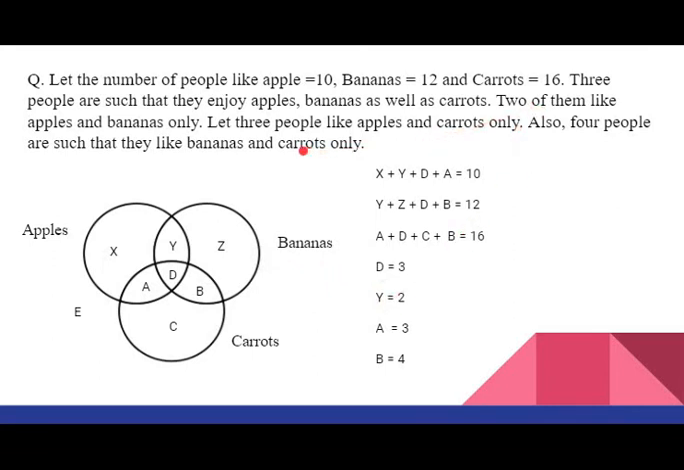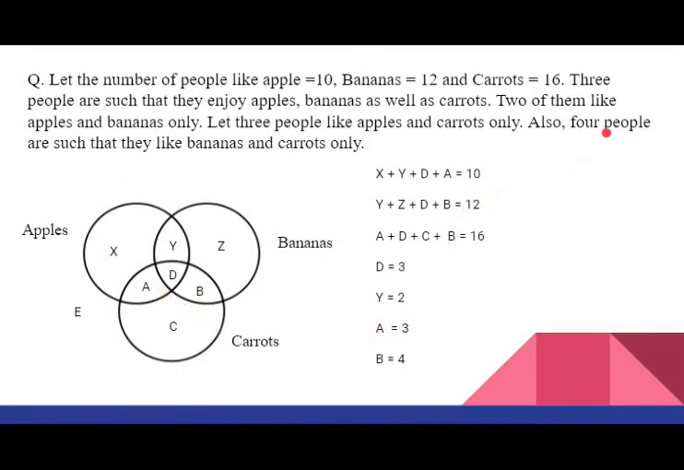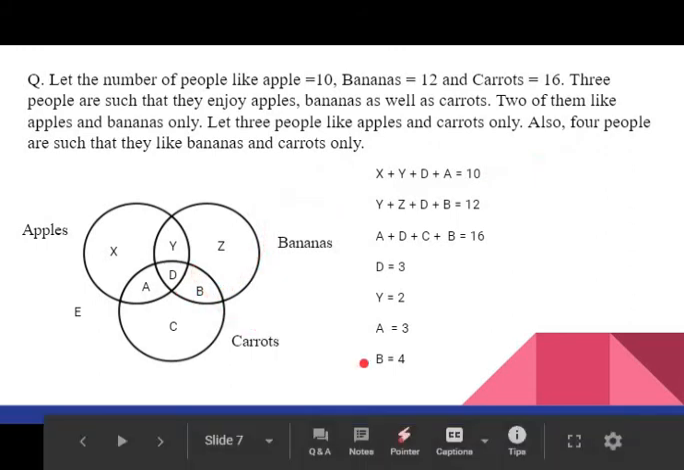The next condition is that three people like apple and carrot only. Here the word only is also mentioned. So the region which represents the number of people who like apple and carrot is given by the region a. So the value of a will become 3. Similarly, for the last condition, four people are such that they like banana and carrot. The value of these people is represented by the region b. So the value of b is equal to 4.